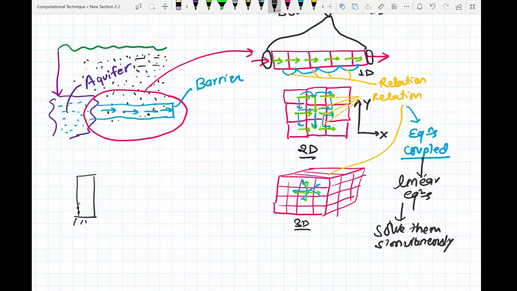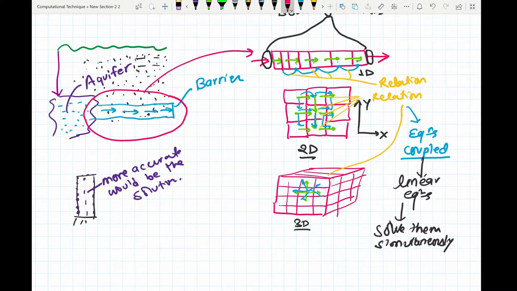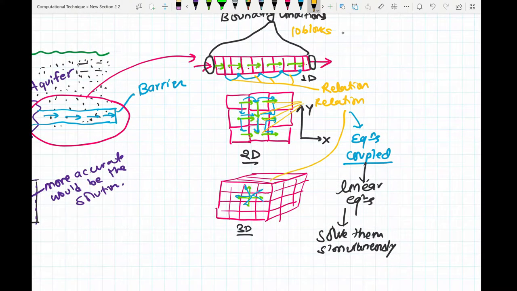Like we saw in FEM, if you have a structure like this, the more nodes you have, the more accurate would be the solution. Similarly here, the more grids you have, the more accurate is your solution. For example, in here we have 5 grid blocks. Now if you make it half like this, now we have 10 blocks. The solution that you'll obtain from 10 blocks will be more accurate than that from the 5 blocks. However, this also increases our computational time.